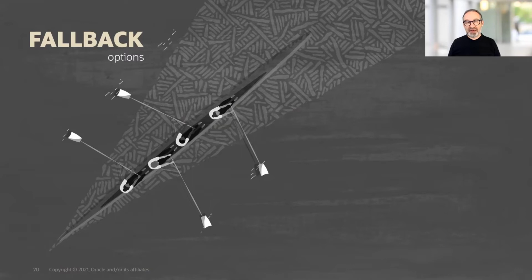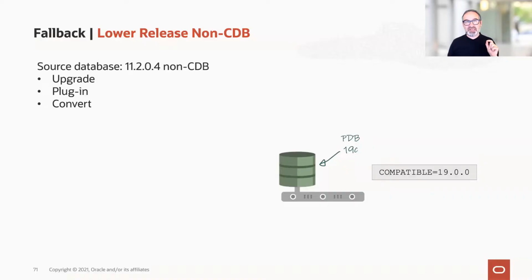But when we speak about migration, it's always a good idea also to think at least a few minutes about potential fallback solutions, especially for the migration to multi-tenant. So our example number one here is the very straightforward one we showed you at the beginning of this seminar. You upgrade, you plug in, you convert. And here we can go back to 11.2.0.4.